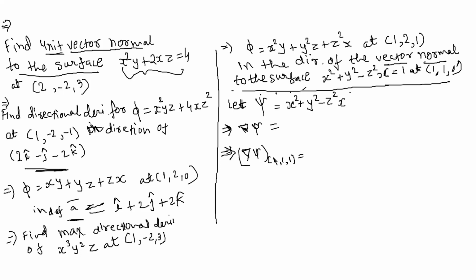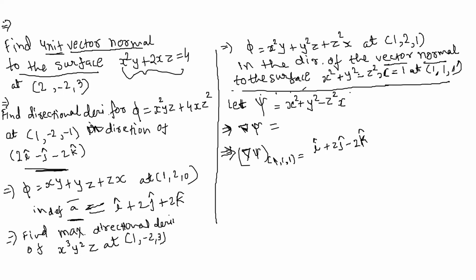No. Then it would be i plus 2j minus 2k. Yes, yes. Very good. So it's i plus 2j minus 2k.